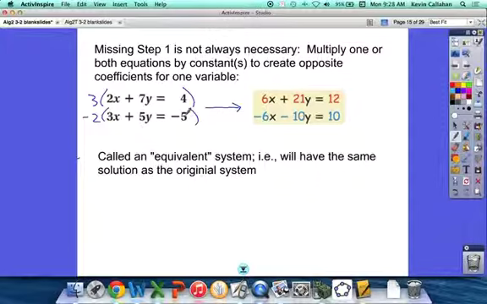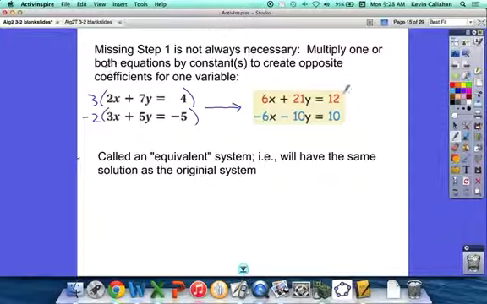Negative 2 times 5y, negative 2 times negative 5 is positive 10. Right? When you multiply by a number, it changes the equation, but it actually would still have the same solution. The system still has the same solution. It's called an equivalent system. So that missing step 1 is multiply one or both equations by a constant or 2 to create those opposite coefficients.